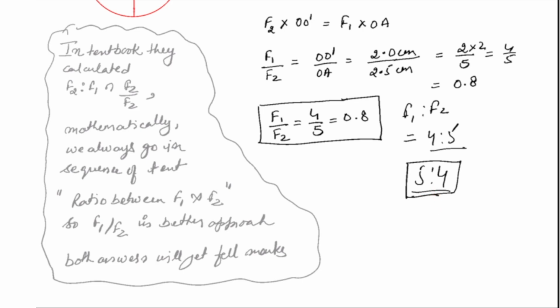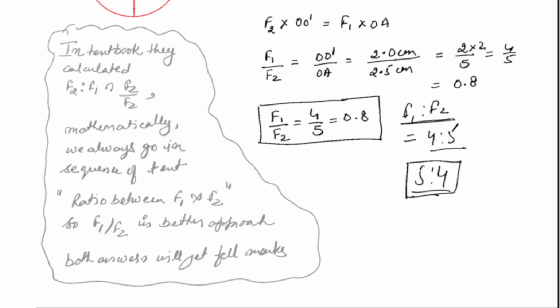What we do generally is, how it has been said in the question, we will take the same sequence. Because they ask ratio of F1 and F2, we will take F1 and F2 like that. This is generally followed. But if you take F2 first, then it will be 5 ratio 4. So that is why it is a little different, and your answer will not match in the answer book. So please don't worry about it.